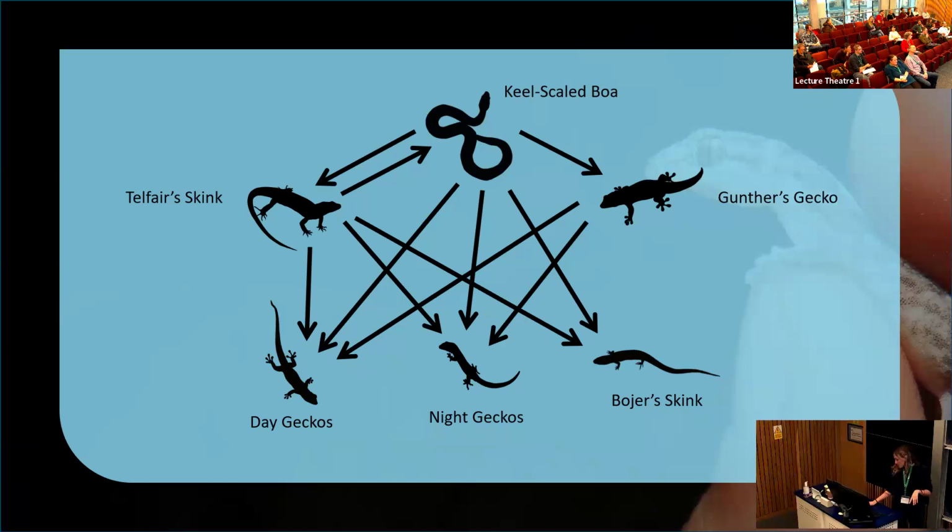So we wanted to put a prey species back, and obviously that's not easy when you've got species that are vulnerable. All of those are vulnerable. Bojer's skink's critically endangered, and both of those are vulnerable as well. So we can't really do too much to disturb this ecosystem because it is so vulnerable already.